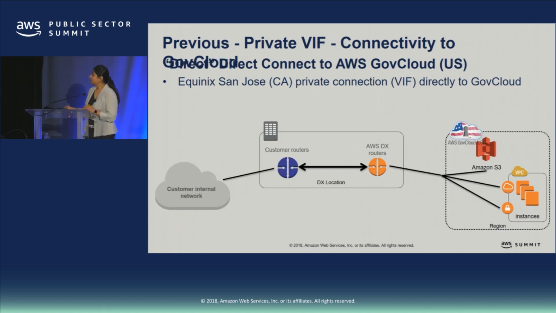The second option would be via the private virtual interface. And for this to work, you have to log into your GovCloud management console and request the connection to be in the Equinix San Jose co-location facility. This gives you the ability to create a private virtual interface and then connect you directly into your GovCloud VPCs.